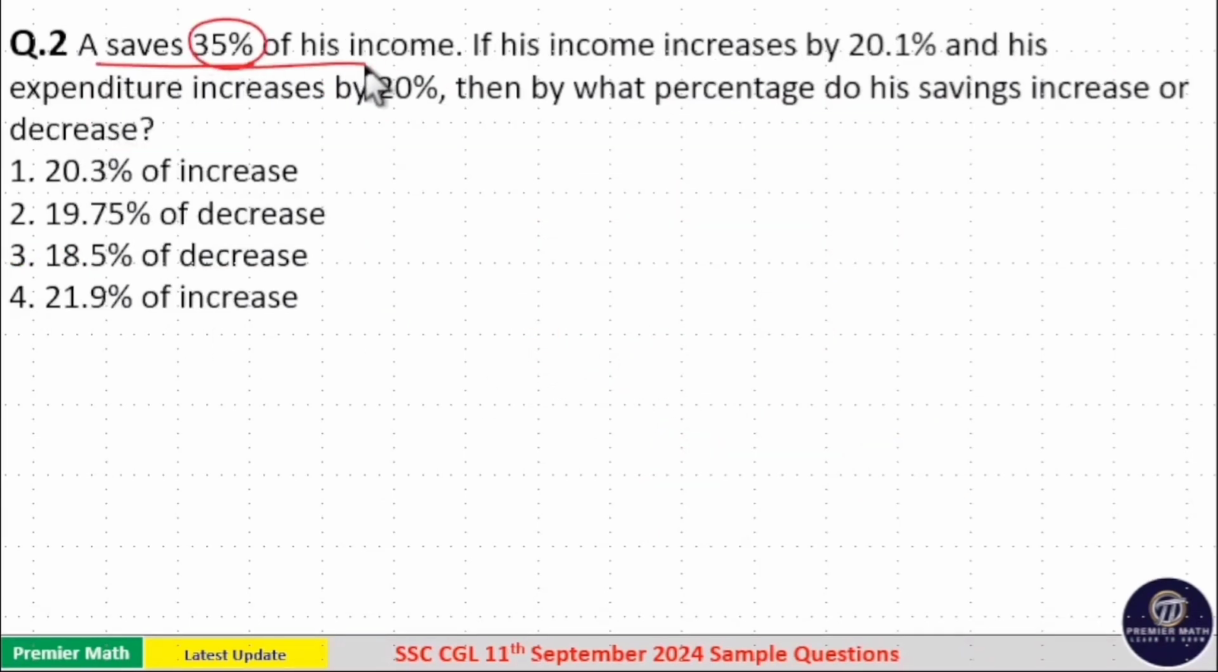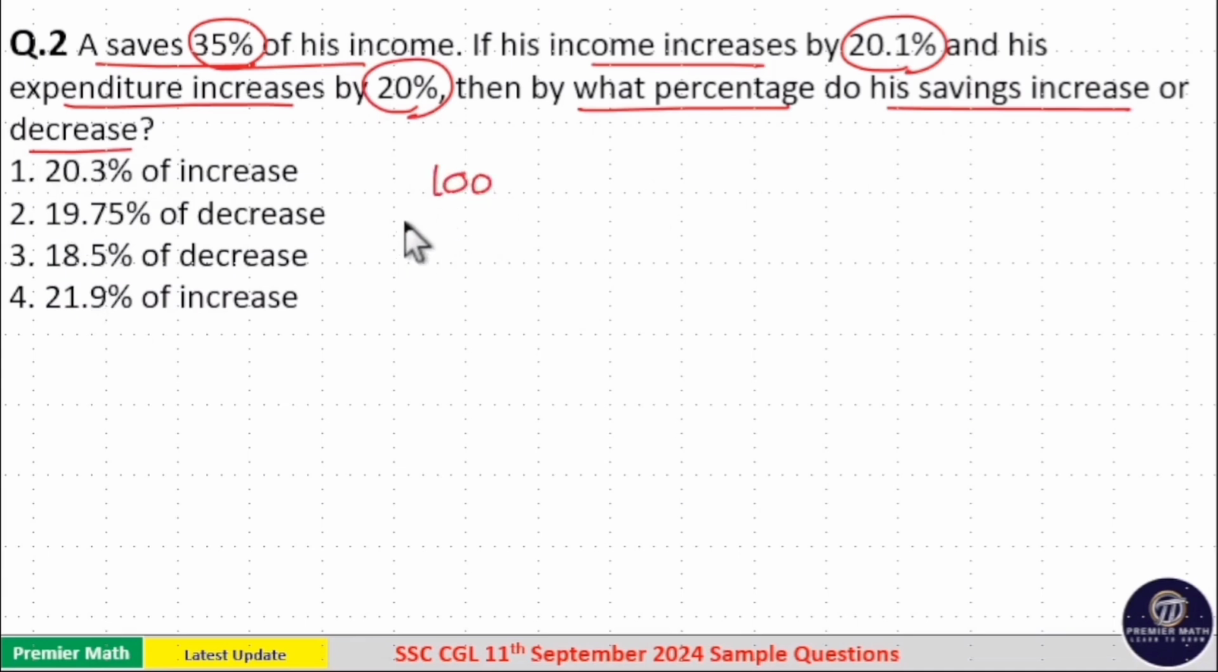A saves 35% of his income. If his income increases by 20.1% and his expenditure increases by 20%, then by what percentage do his savings increase or decrease? Here, consider 100 rupees as his income.